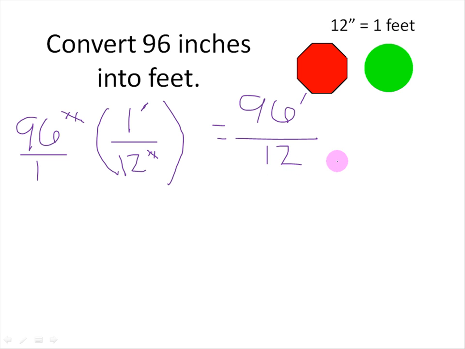And now it simply becomes a long division problem. So what we have is 96 twelfths feet. And 96 twelfths, let's see, 12 will go into 96 exactly 8 times. So we wind up with 8 feet. That's the answer.